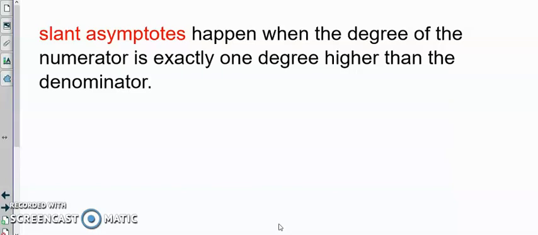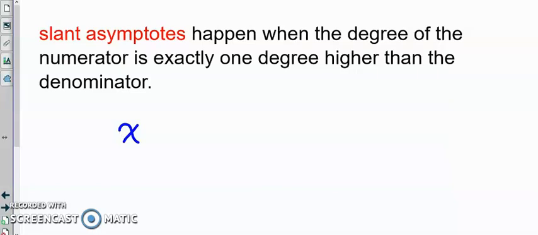So again, just rereading it. The slant asymptote only happens, so it's not going to happen all the time. It only happens when the degree of the numerator is exactly 1 degree higher than the denominator. The numerator is the top part, the top of the fraction. So let's say the numerator is exactly 1 degree higher.